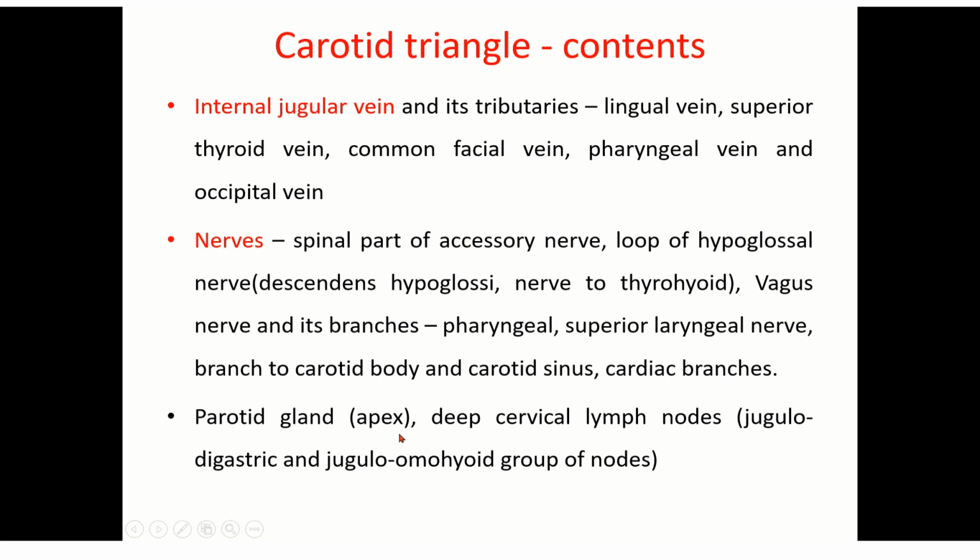Other than that, we can see the apex of the parotid gland. This is seen both in the digastric as well as the carotid triangle, and we can also see the deep cervical lymph nodes, namely the jugulo-digastric and jugulo-omohyoid group of nodes.